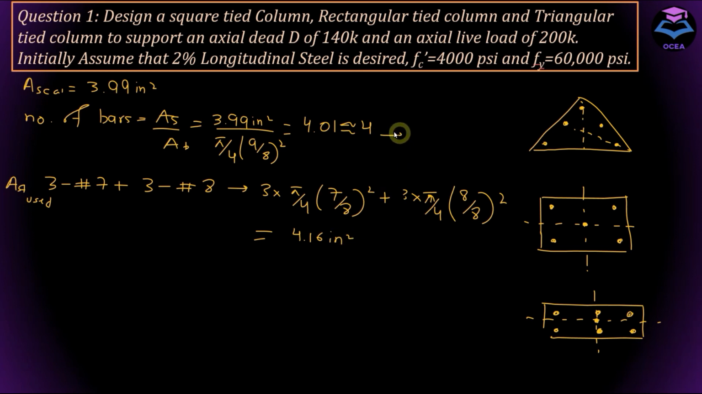And if I use, let's say, 6 bars of this diameter, the area of steel used will be 5.96 inches square. So you can see the difference. If I use this area and it's closer to the area of steel calculated, it's economical, whereas this one exceeds it by 1.96 inches square. So I will use this area.